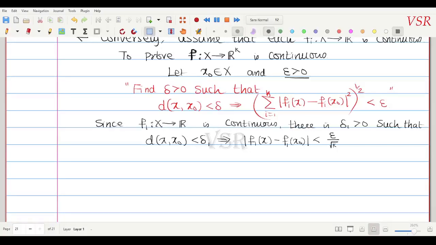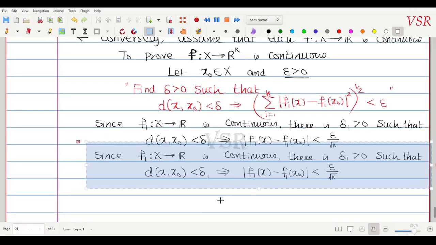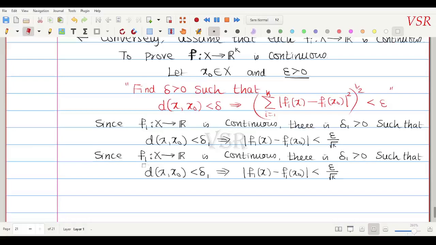சரி, இப்போ அதே கதையை அப்படியே காப்பி பண்றேன். Control C, control V. இப்போ since f2 is continuous, அப்போ நான் இந்த இடத்துல ஃபுல்லா மாத்திக்கிறேன். There is delta 2 positive such that whenever distance between x and x naught is less than delta 2, then modulus of f2 of x minus f2 of x naught is less than epsilon divided by root k. இப்படி வச்சுக்கிறேன். ஓகே, அப்போ இந்த ரெண்டு கண்டிஷன் பாருங்க.